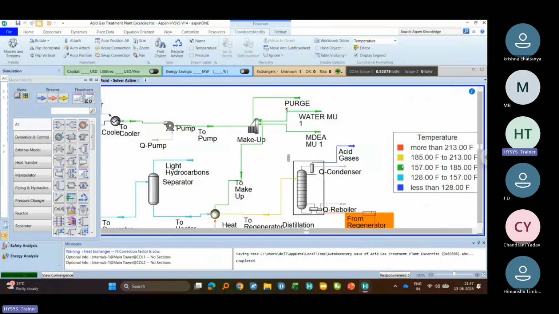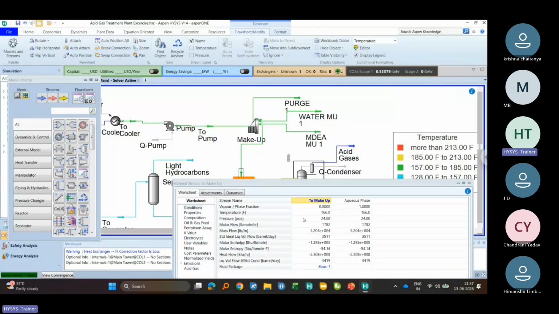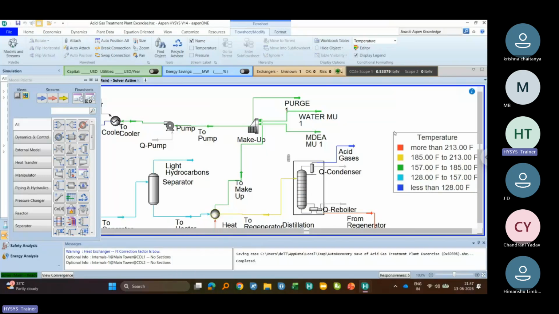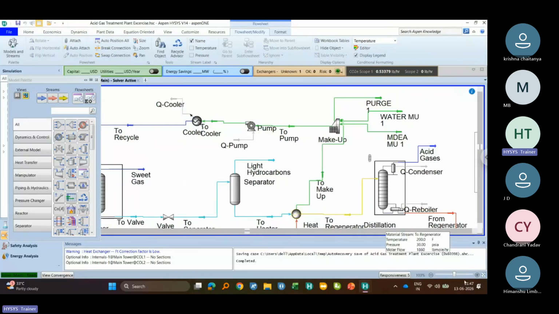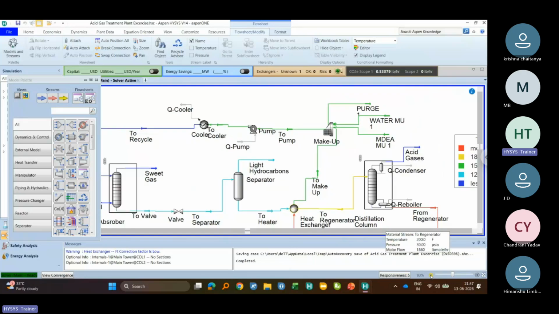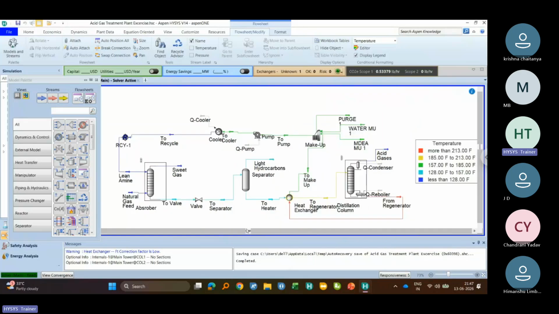Let's check for this green one. It is 157 to 185. Let's check for this. This is 166. That falls between 157 to 185. So the color coding which we have suggested is very perfectly applied for this flow sheet. And by this we can see the different lines in different color ranges based on the temperature range which is assigned to that particular color range.